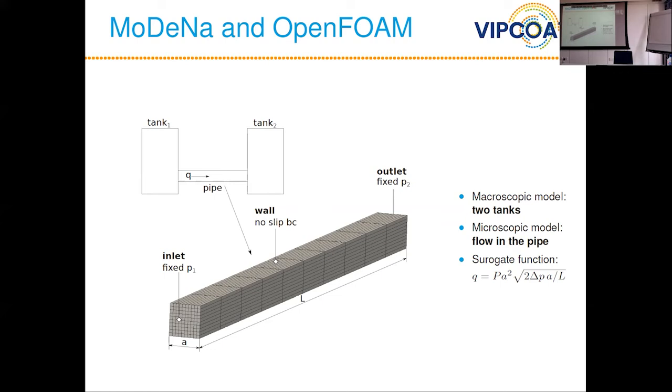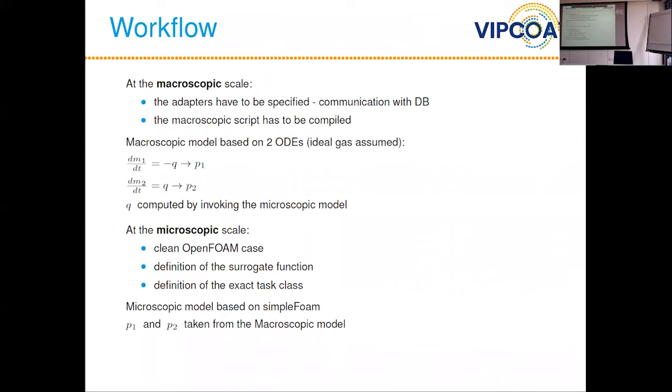What happens here is, at the macroscopic scale, you start your higher order model where you have these two ordinary differential equations, pretty much the mass conservation in one tank and in the other, and at the microscopic scale you run the simulation. You make this communication with the MoDeNa platform, which will tell the OpenFOAM simulation, okay, the pressure changed and the new value is this. Put it on one of the boundary patches, do the same for the other, and compute my flow rate. Then use this computed flow rate to fit the surrogate model I was talking about before, so that it can be used to compute the flux in this system of equations.